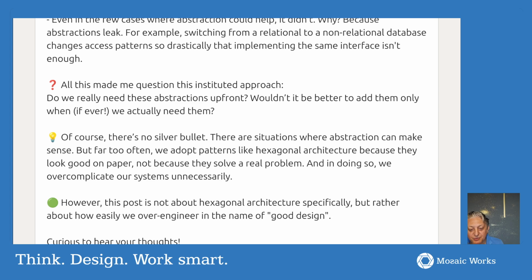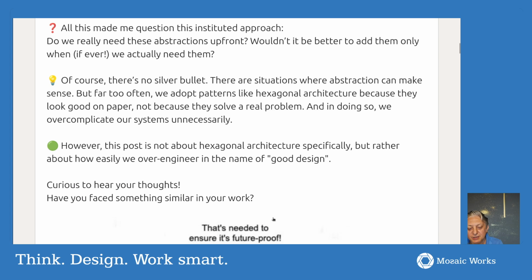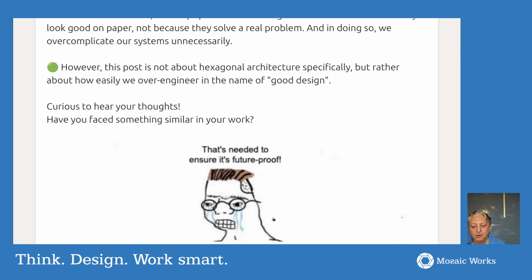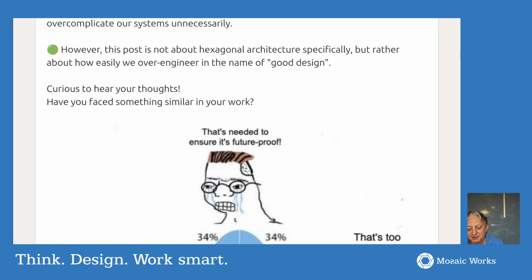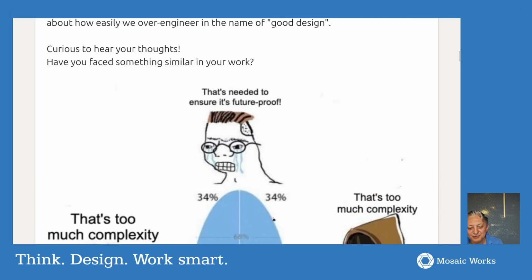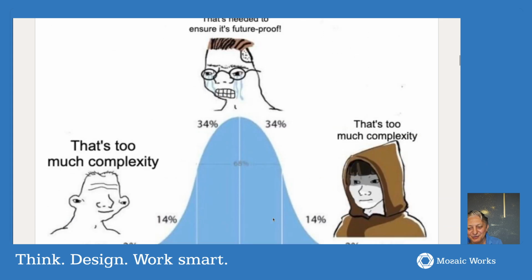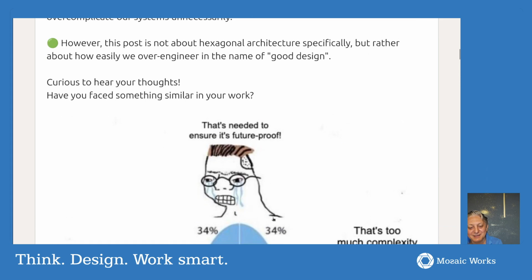However, this post is not about hexagonal architecture specifically, but rather about how easily we over-engineer in the name of good design. Curious to hear your thoughts. Have you faced something similar in your work? And there's a picture that's needed to ensure it's future-proof. Too much complexity and too much complexity.